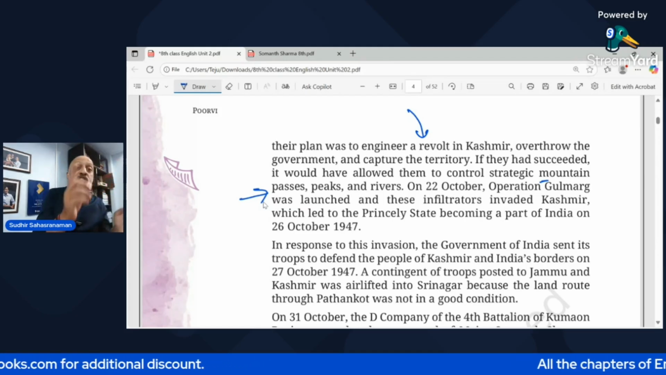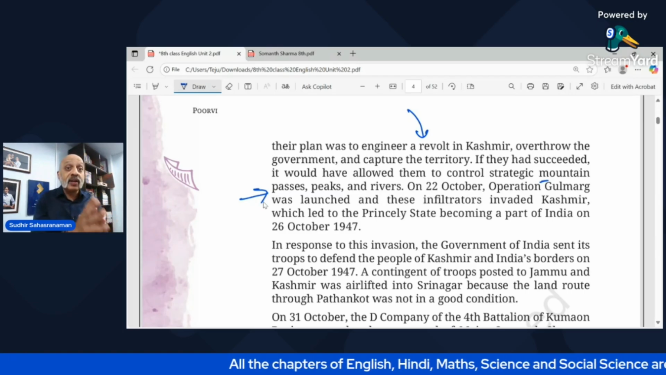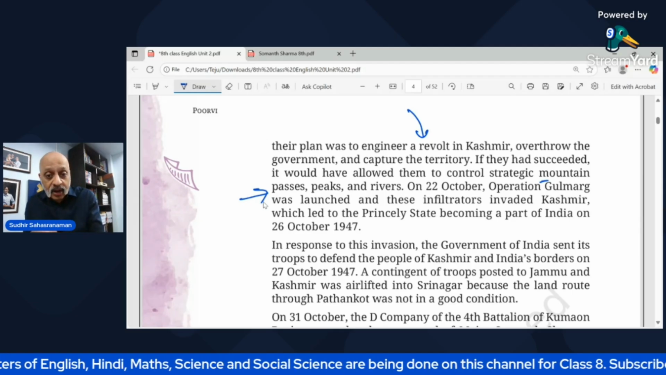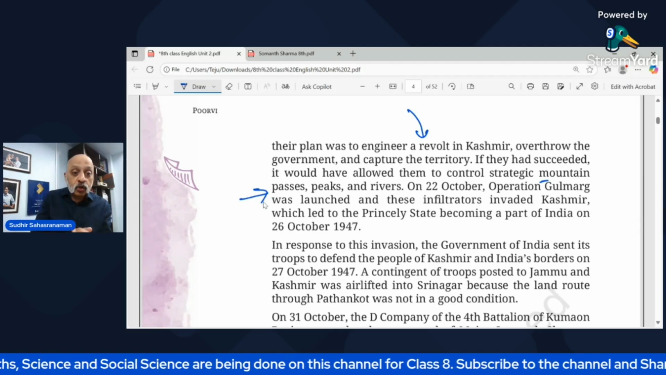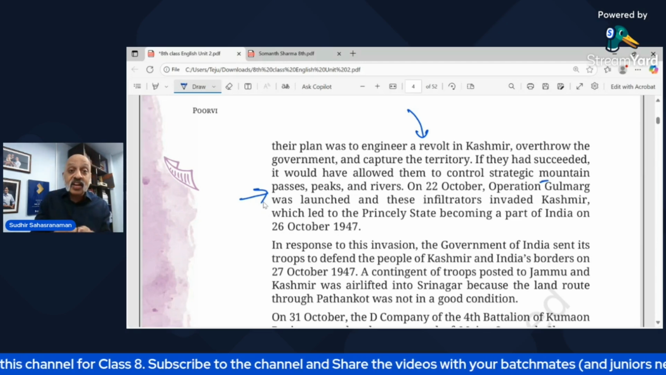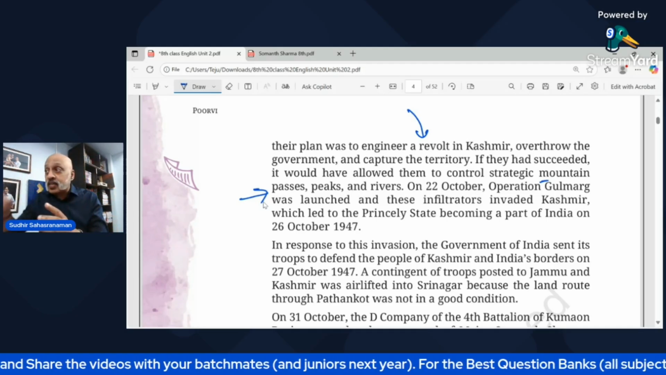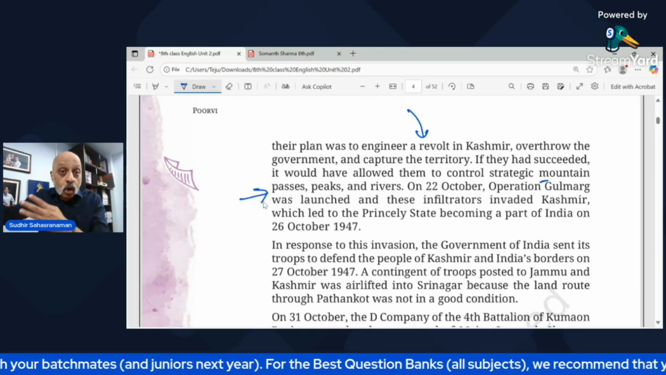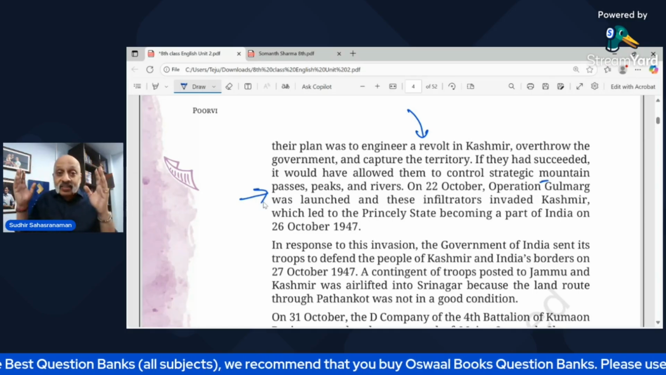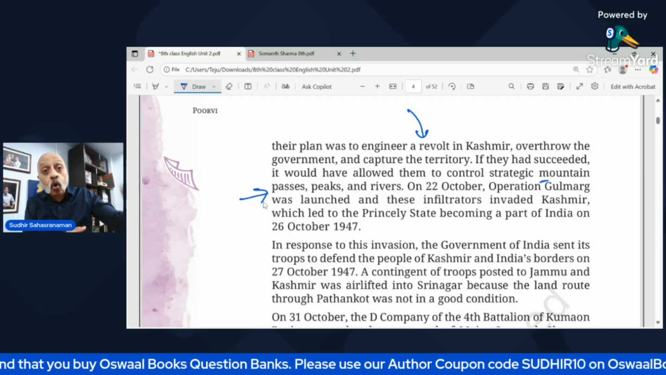Please remember that this was still under the control of Maharaja Hari Singh. It was not technically part of India till then, because he was dilly-dallying. He wanted to be independent, just like the Nizam of Hyderabad. On 22nd October, Operation Gulmarg was launched, and these infiltrators invaded Kashmir, which led to the princely state becoming a part of India, because Maharaja Hari Singh sent an urgent SOS to Pandit Nehru, who was the Prime Minister, and Sardar Patel, who was the Home Minister, saying that he was in danger and to please save him. That's when the Indian army was sent into Kashmir to ensure that Pakistan did not overrun Kashmir.